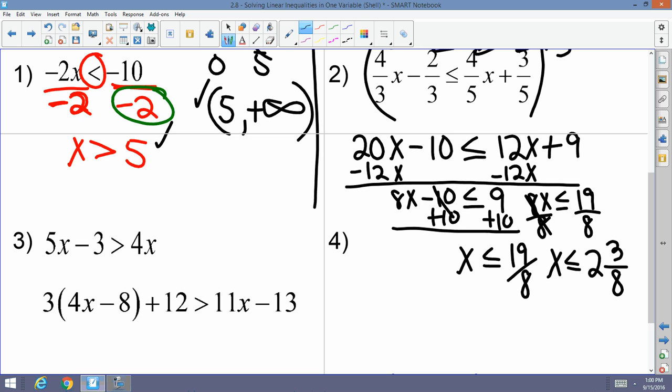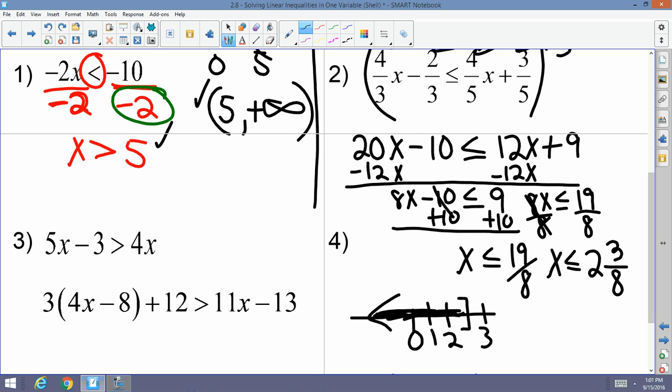So now let's graph it. Here's my 0, my reference point, and I've got 2 and 3/8. So here's 1, here's 2, here's 3. 2 and 3/8 is about here, and it's less than or equal to, so it's a bracket. Actually, it should go the other way because it's less than or equal to. So here's 1, here's 2, here's 3. My bracket this way, it's less than or equal to. So I'm shading to the left.